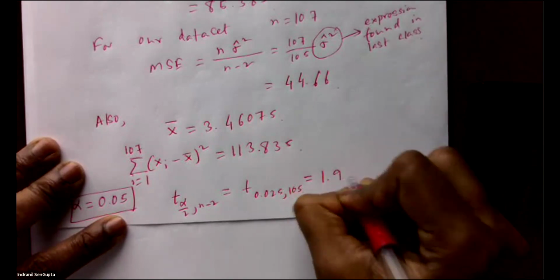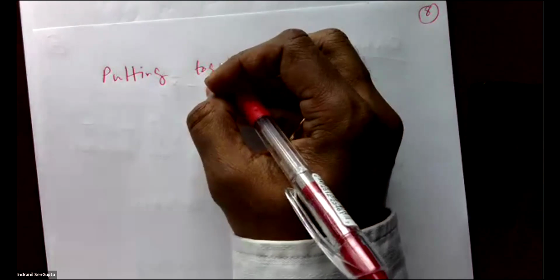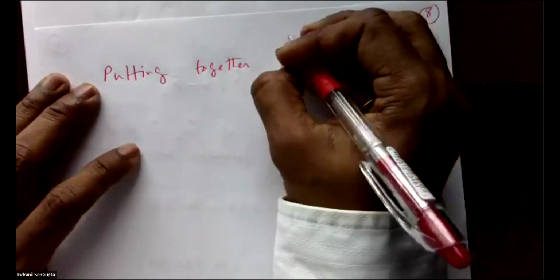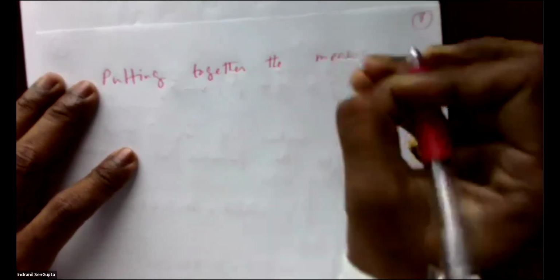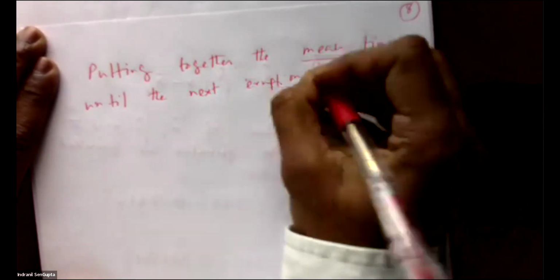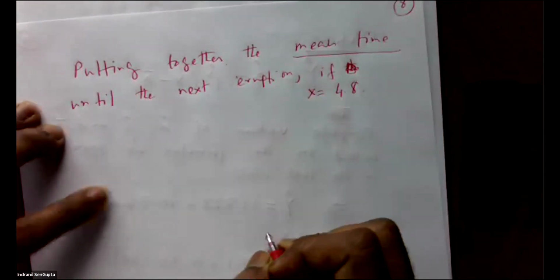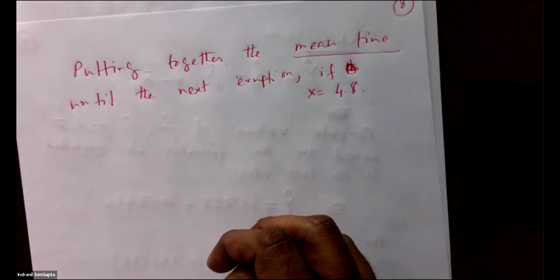So that value is 1.9828. Hence, putting everything together, we get the confidence interval for the mean time until the next eruption if the previous, let's just write, if x equals 4.8, is given by, well, so we have all these numbers.